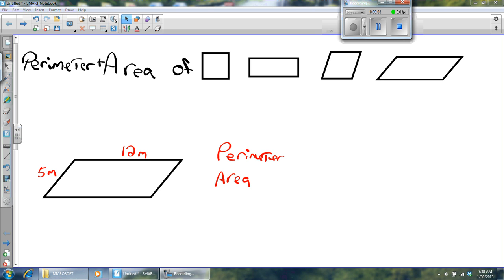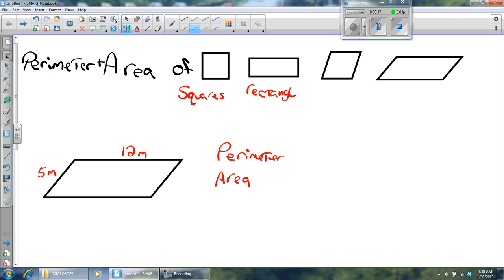Hello, pre-algebra students. Mr. Lawrence here, and we are examining perimeter and area of, and I hope you know all these shapes. You should by now. Squares, rectangles, rhombi. And I like to say rhombi. It's a lot of fun. It's the plural of rhombus, in case you're wondering.